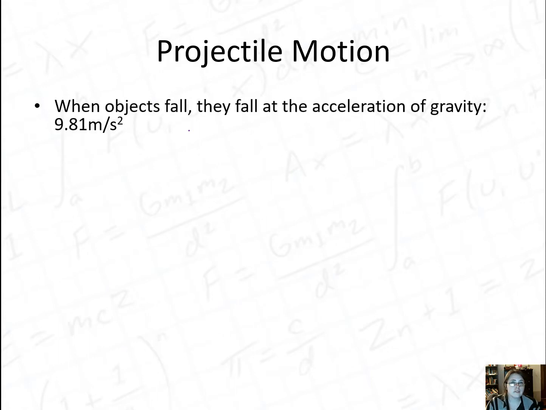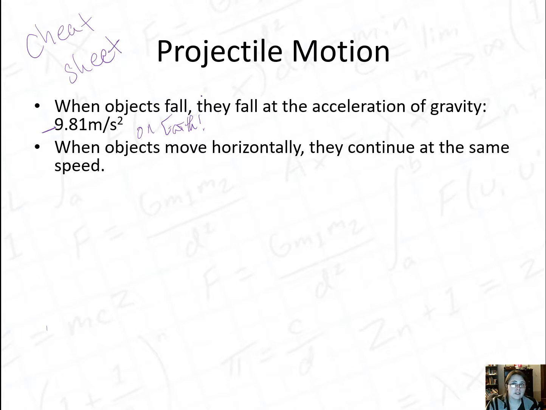So, just a cheat sheet for projectile motion. When objects fall, they fall at the acceleration due to gravity. On Earth, that's 9.81 meters per second squared, and it should be negative. And when objects move horizontally, they continue at the same speed. That means it's constant velocity, which means that the constant velocity equation applies in the x direction.